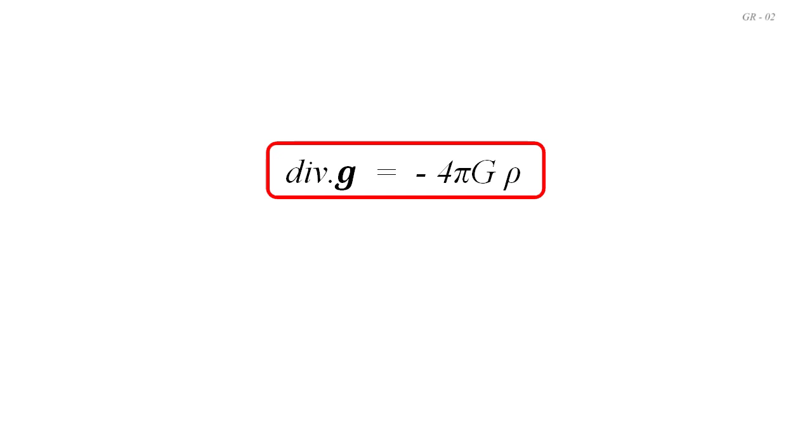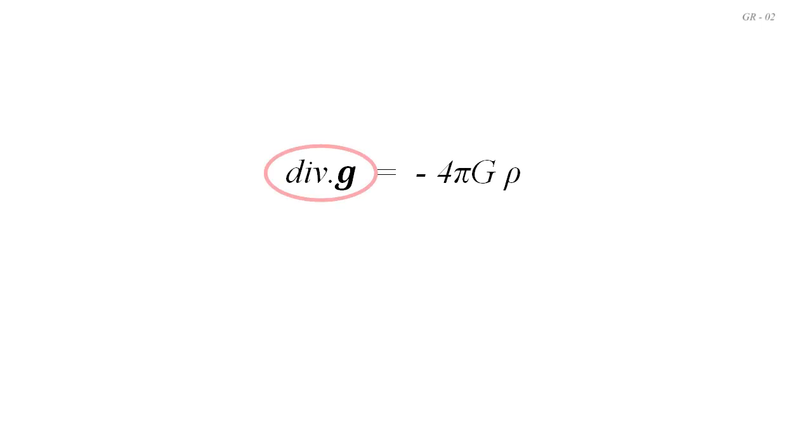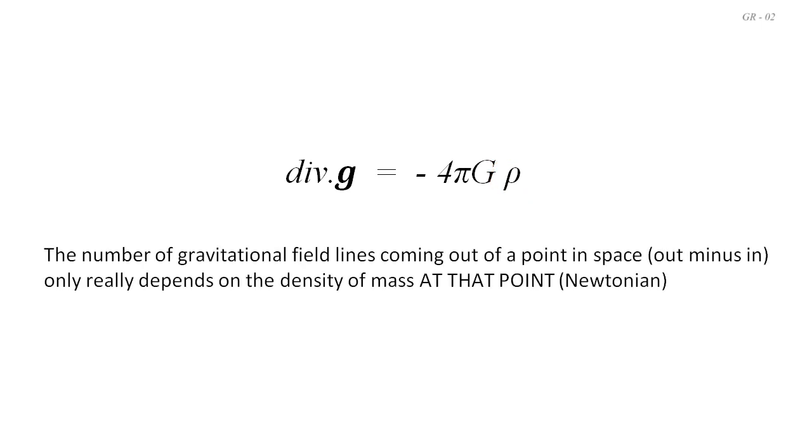In other words, it is saying that at any point in space, the divergence of the gravitational field g at that point, which is the flux coming out of the point minus the flux going in, remember, only depends on the density of matter rho at that point, as well, of course, as on the constants minus 4 pi big G. To put it more simply, the number of gravitational field lines coming out of a point in space only really depends in Newtonian terms on the density of mass at that point.